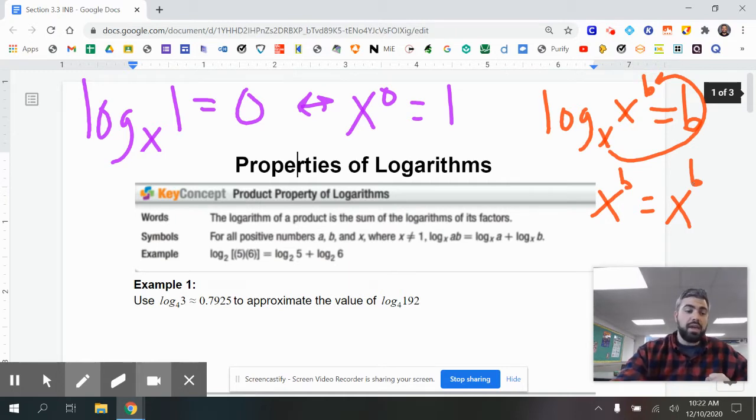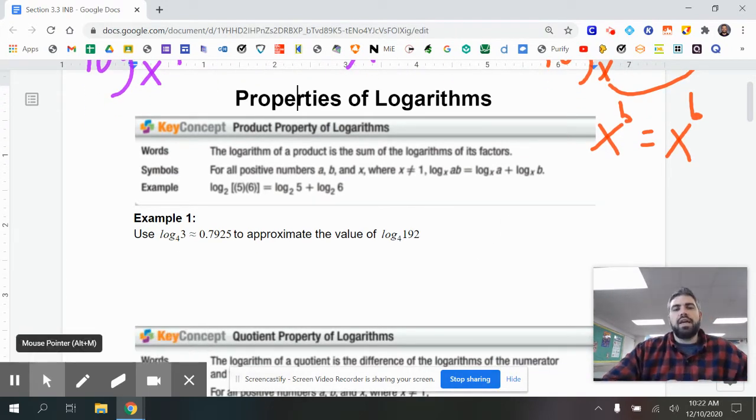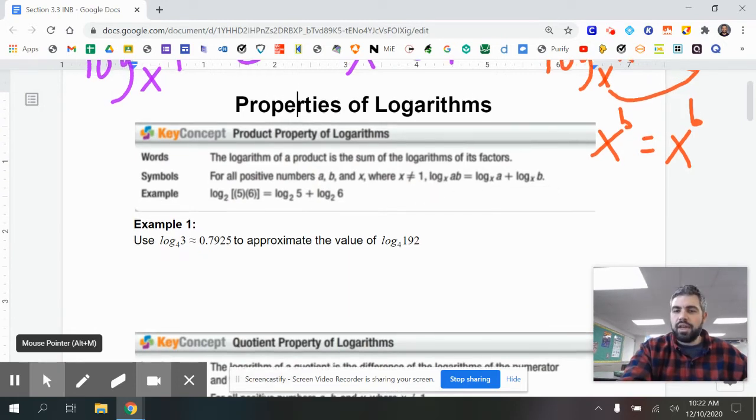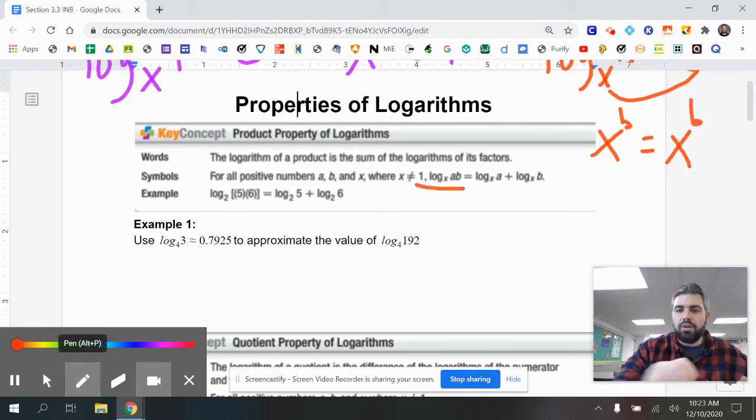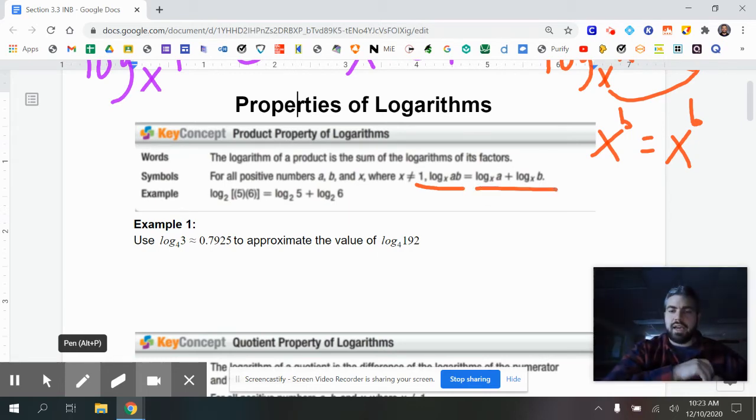Okay, now with that as a base, let's look at some properties of logarithms. So the first property I want to look at is called the product property of logarithms. It basically says if you have log base x of two factors, a times b, we can rewrite it as log base x of a plus log base x of b. So really, we can break up any logarithm of some multiplication problem, and there are a lot of numbers that have factors that we can break up.